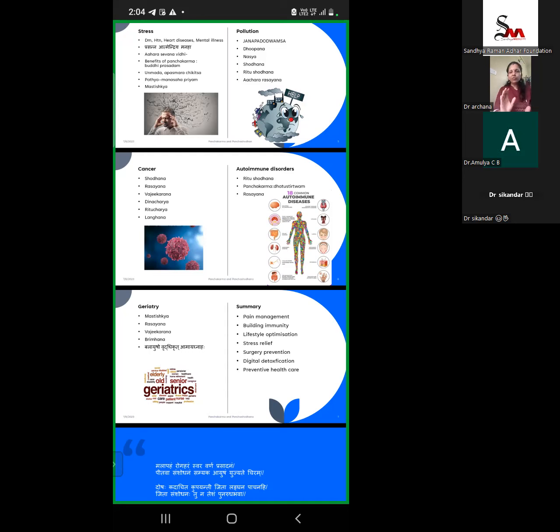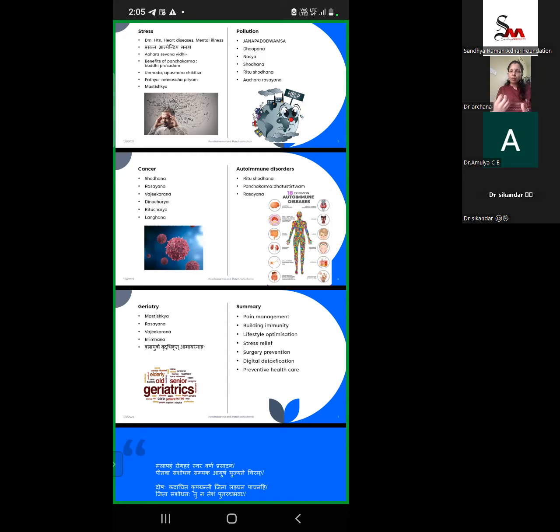So Rasayana and Vajikarana are a must, but they have to be followed by Shodhana, no doubt. Along with that, Rutucharya and Dinacharya have to be followed, and Langhana, that is fasting, which is a part of Panchakarma, has to be followed in cancer, because they say fasting makes the body very susceptible to any change.